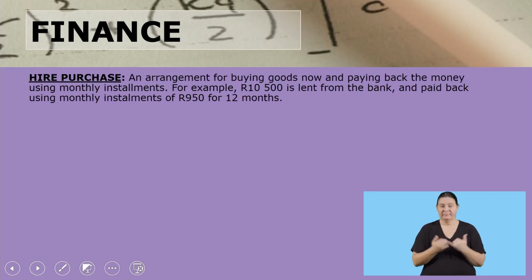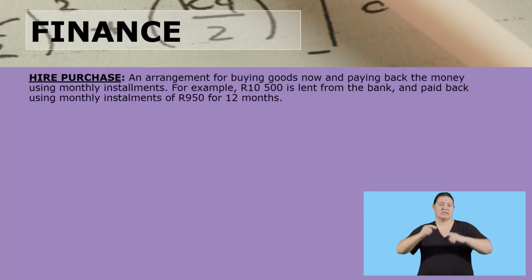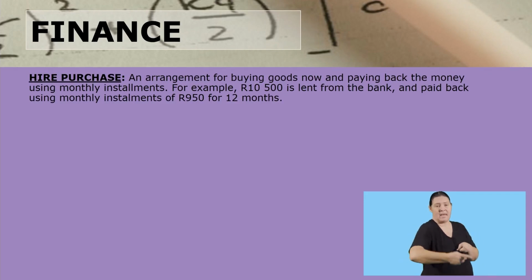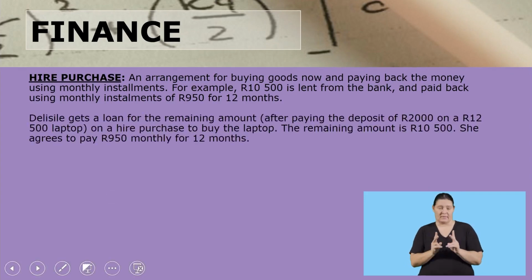But now when you borrow money from the shop, you have to make an agreement for paying back that money. And that's where we get to hire purchase. So hire purchase is an arrangement for buying goods now and paying back the money later using monthly installments. For example, if you borrow 10,500 rand, so 10,500 rand is lent from the bank or the shop and paid back using monthly installments of 950 rands for 12 months.